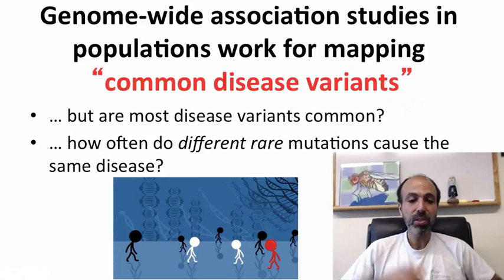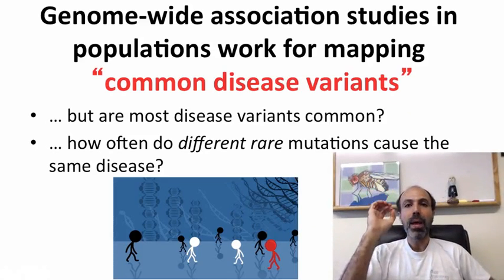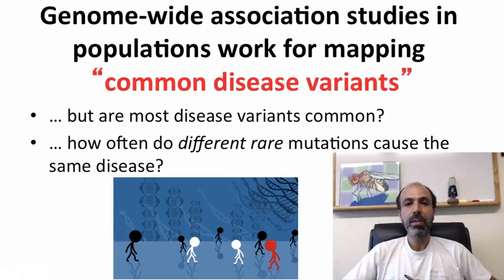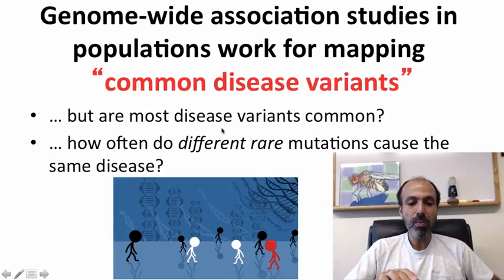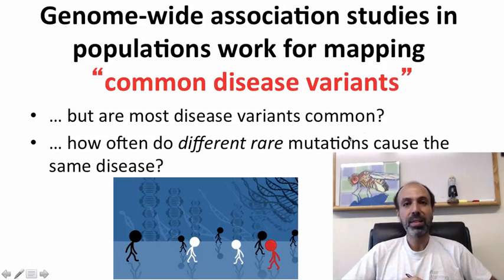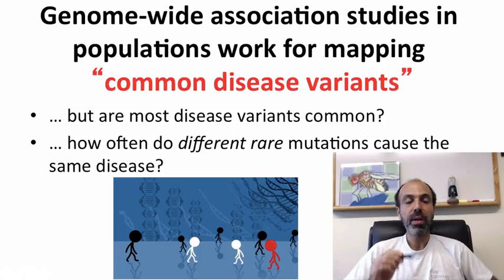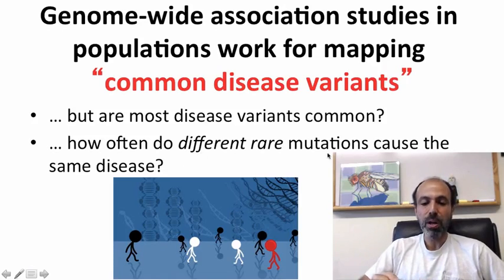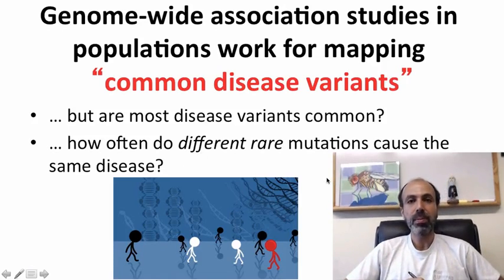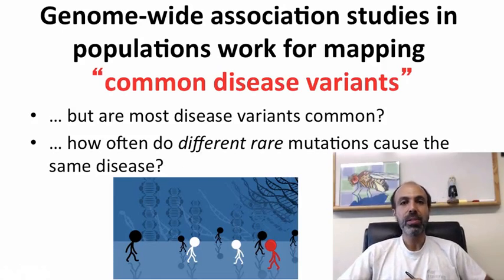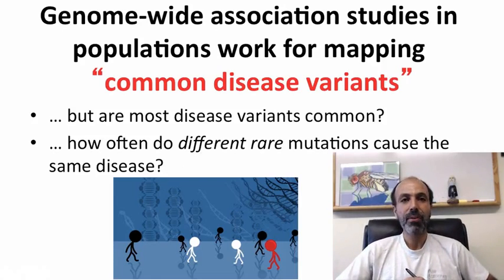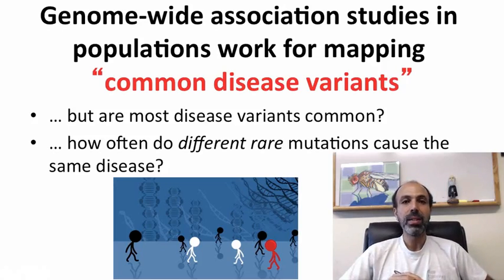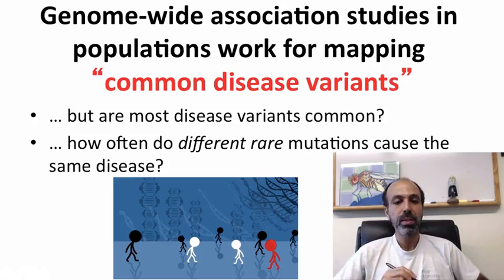Now, genome-wide association studies work well when you're mapping common disease variants. But an open question is, are most disease variants common? In fact, several people have argued that most disease-causing variants are quite rare. And there's often different rare mutations that cause the same disease. And I refer you in this context to an interview that I have online with Professor David Goldstein from Duke University about this idea, about rare variants causing disease.